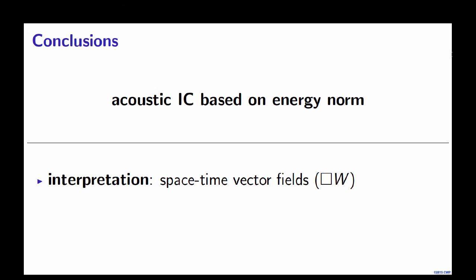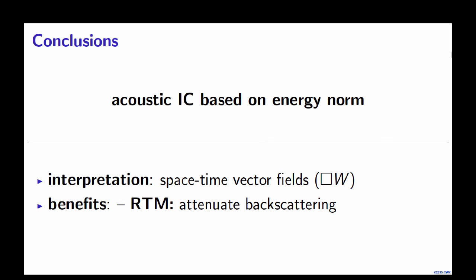Okay, summarizing my presentation, I showed an image condition based on the energy norm that exploits wavefield directionality using space-time vector fields. A simple operation between these space-time vector fields leads to an image. We can use this to attenuate backscattering artifacts in reverse time migration. And also, if we explore the flexibility of this image condition and attenuate other angles, we can use it in full waveform inversion in order to attenuate crosstalk artifacts.